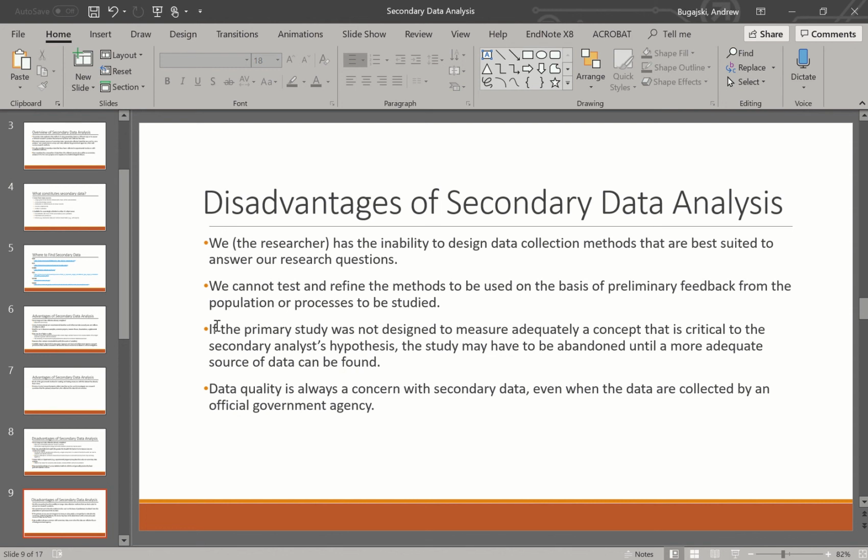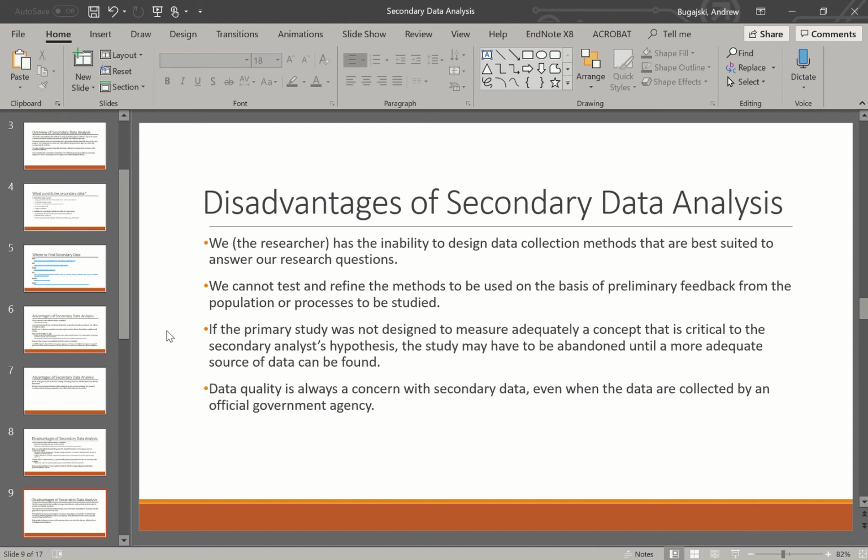If the primary study was not designed to measure a concept adequately that is critical to the secondary analyst's hypothesis, aka you, the study may have to be abandoned until a more adequate source of data can be found. That's just the nature of the beast. If you have a question and it's a burning question and the data isn't there to support it, well, once again, we're out of luck.